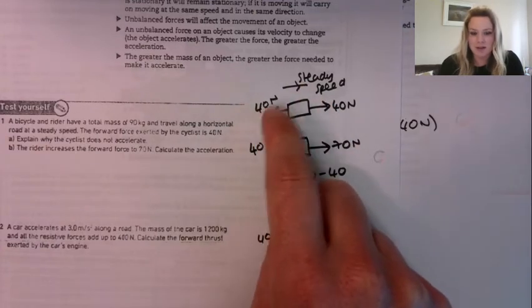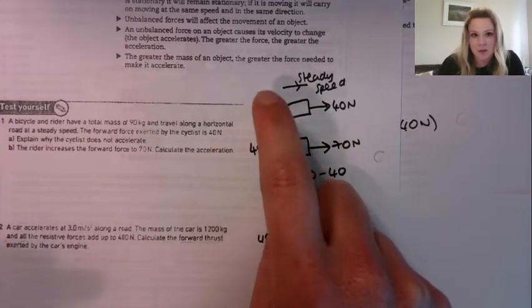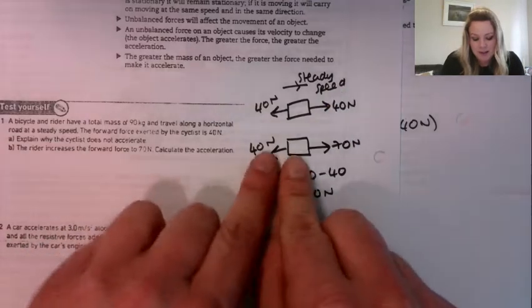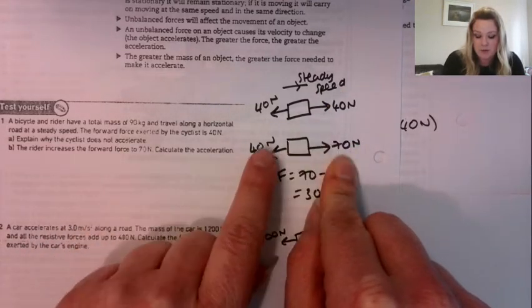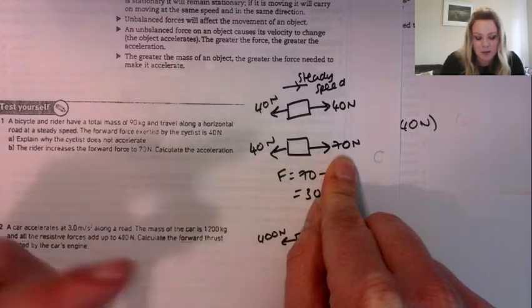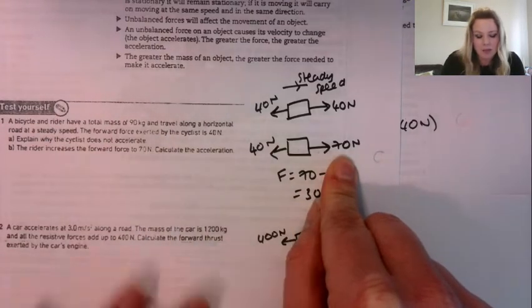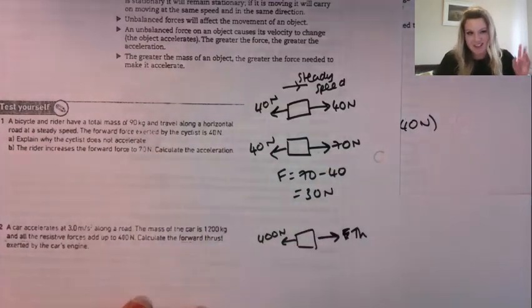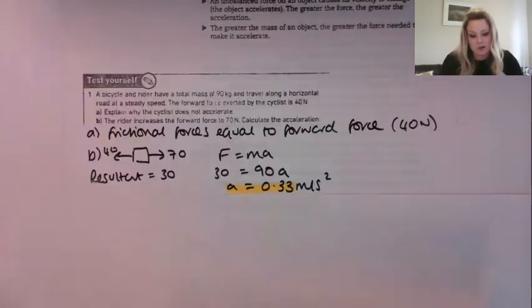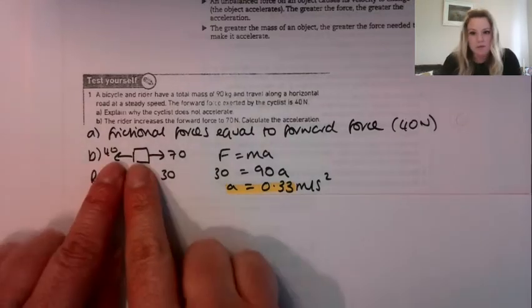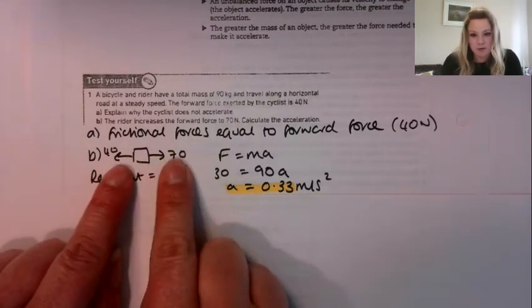That told us that the frictional forces in this scenario are 40, which meant that whenever they increased their forward force to 70, the frictional forces are still 40. So that whole spiel about the steady speed is to get you to pick up on that thing about the 40 newtons frictional forces. So this is the forces involved.